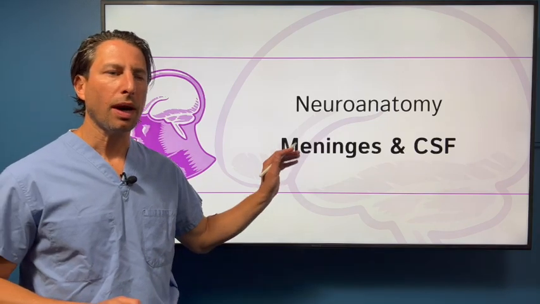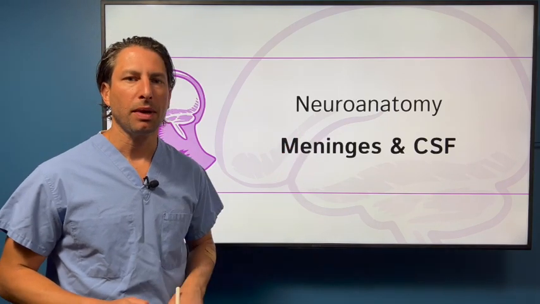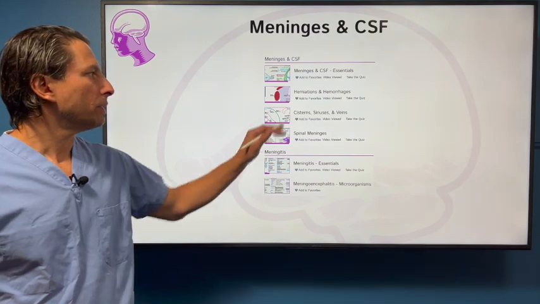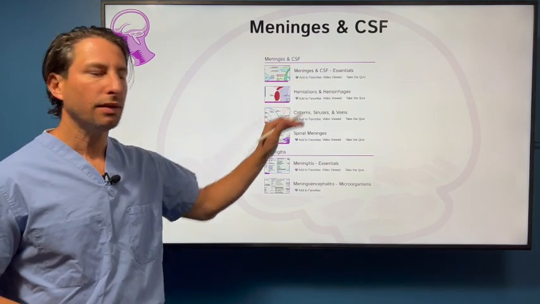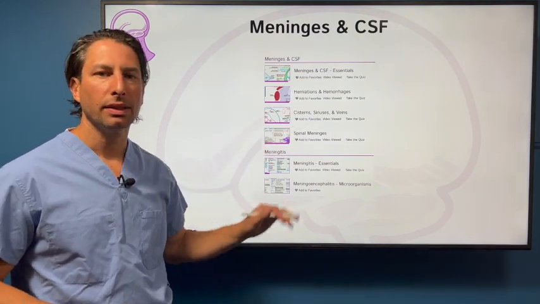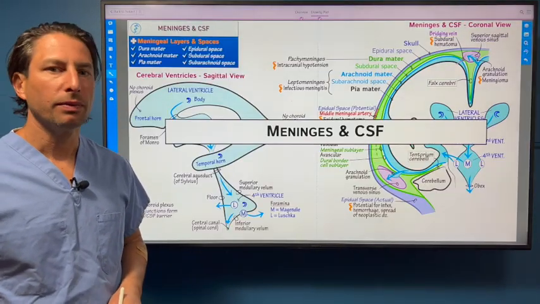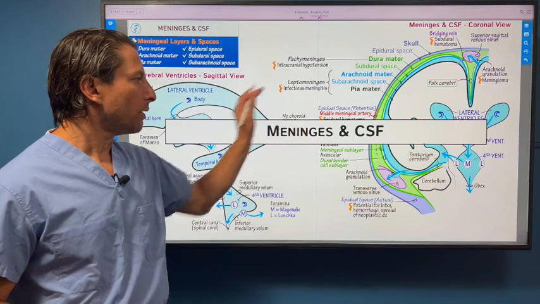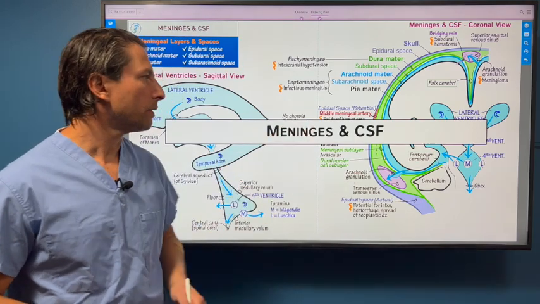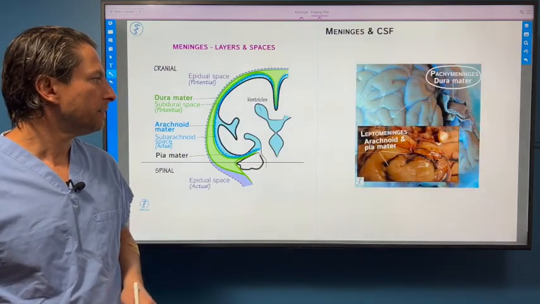So here we're going to go through a primer on the meninges and cerebrospinal fluid of neuroanatomy. We'll talk about the essentials of these structures. We'll talk about herniations and hemorrhages, and then we'll talk about spinal meninges and how they differ from the cranial meninges. So this is our overview tutorial of the cranium, its meninges and CSF.